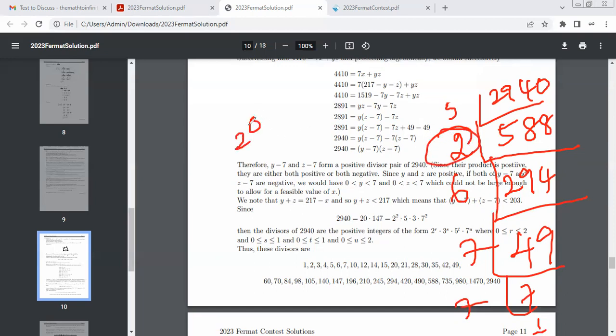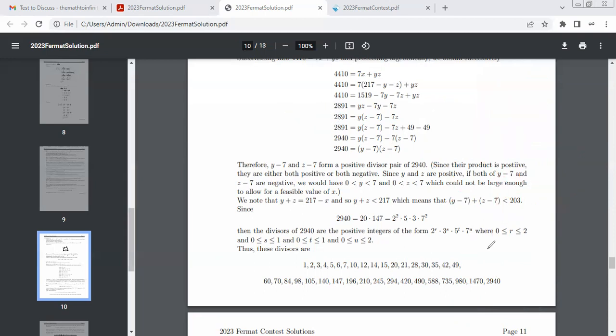I can write 2 raised to the power 0. I can have 2 power 1. I can have 2 power 2 also. Do you understand the possibility? Which is why the r ranges from 0 to 2. Is it clear? Is it clear, Shana?